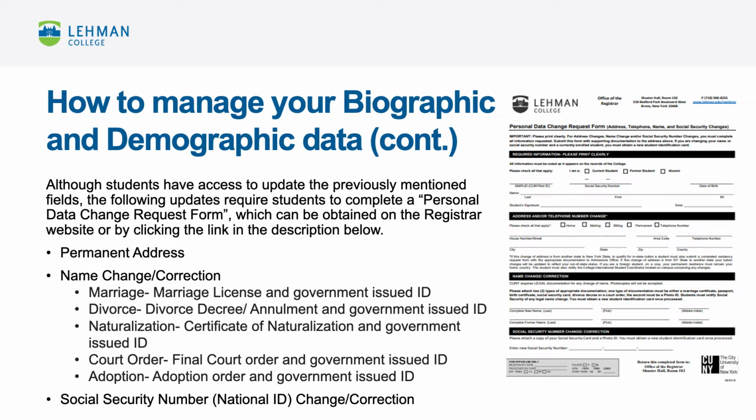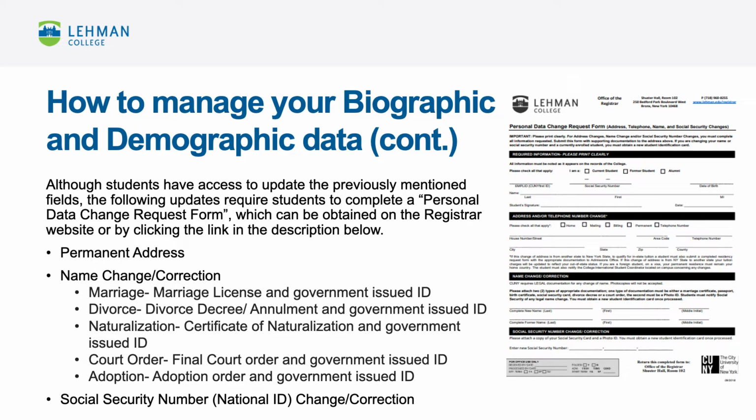Permanent address changes cannot be completed via self-service because it's the address used by the college to determine a student's residency status. Your residency status informs the college whether you are eligible for state aid. Residency is established once a student has resided in New York State for 12 consecutive months, is a U.S. citizen or a permanent resident, or in a qualifying immigration status, and has intent to reside in New York permanently.